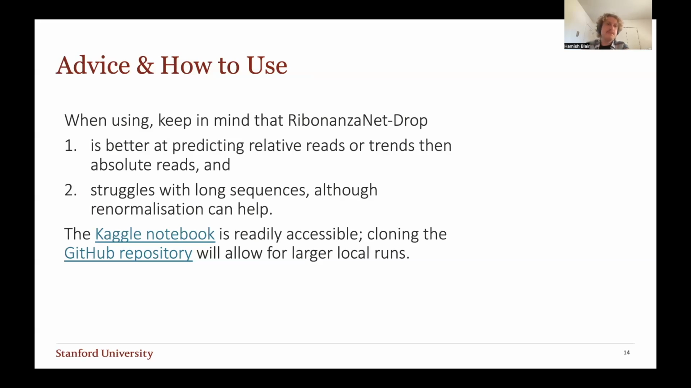So of course, the question is then how can you use it? The easiest way to actually get started with using RibonazaNet-Drop is with the Kaggle notebook. And hopefully at this point, Riju will paste the links to both of these places in the chat. And so the Kaggle notebook, everything is set up. You just need to put in the sequences and it will spit out the predicted read counts. That's good for small runs. If you want to tinker with it yourself, if you want to run it locally, or if you have a very big run that you wanted to do, you can also clone the GitHub repository and run it locally. And there's instructions in there on exactly how to do that.